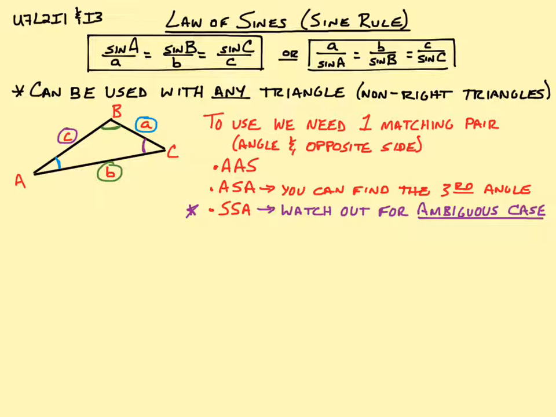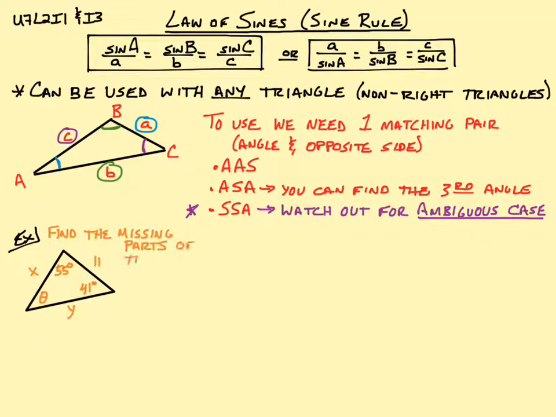The answer may not be as apparent as we think it is. Okay, so let's look at a couple examples. We'll start with a triangle here. We'll put 55 degrees in here, 41 over here. This side will be 11, this side will be x, y, and we'll call this theta. What I want us to do is find the missing parts of this triangle. So we're going to find the extra sides, or the missing sides, and the missing angle.